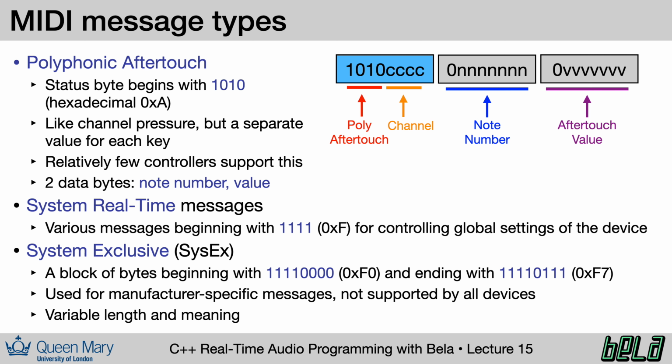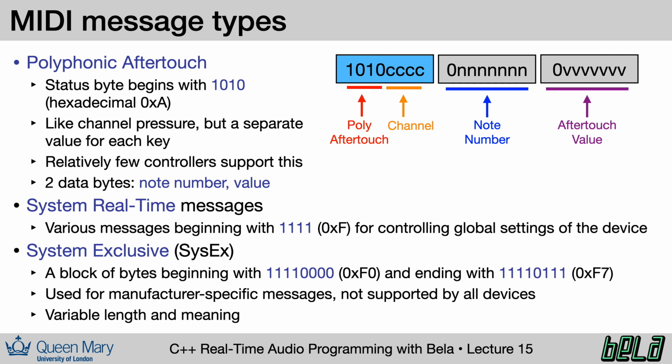Polyphonic aftertouch has a status byte beginning with 1010, or hexadecimal A, and has 2 data bytes, 1 for the note number and 1 for the aftertouch value. Other messages that are not channel specific include system real-time and system exclusive, or SysEx, messages. Each of these messages begins with 1111, or hexadecimal F.